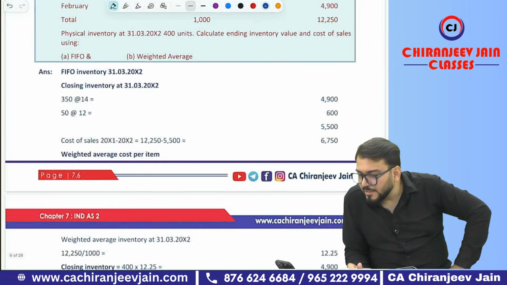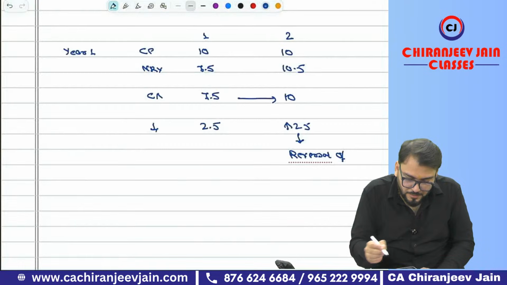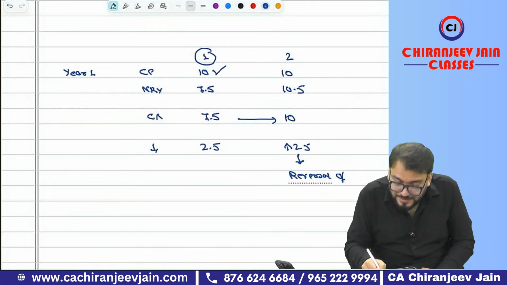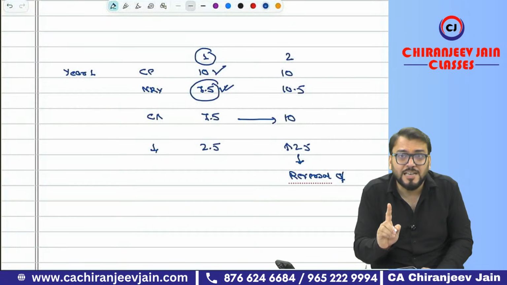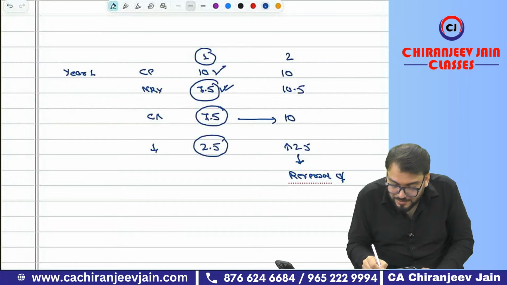Why is 10 taken and not 7.5? It was revised in the previous year. What is your doubt? Try to understand. In year 1, cost price was 10, NRB was 7.5. Any doubt? No doubt. It is 7.5 because it was an adjusting event. Carrying amount becomes 7.5, and then the write down is 2.5.